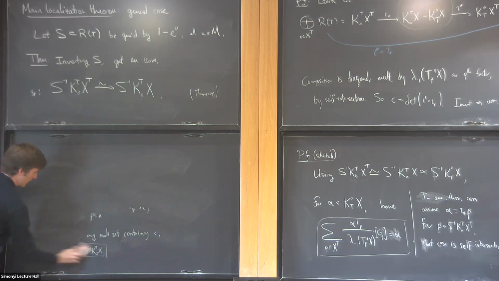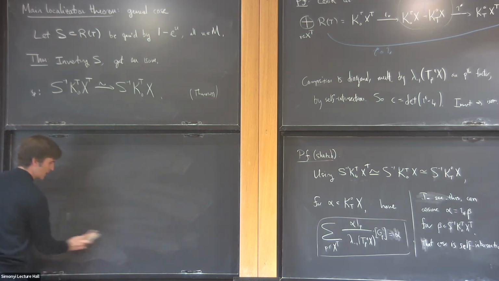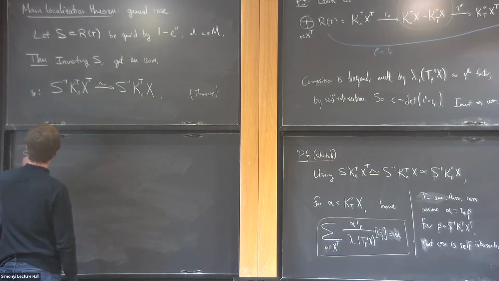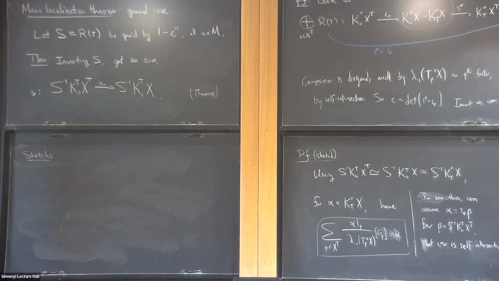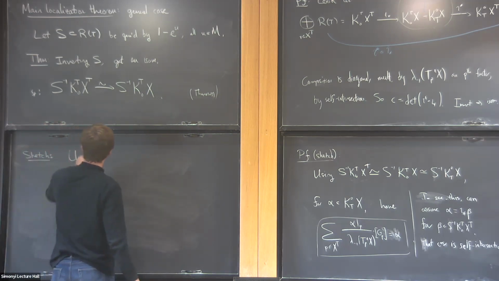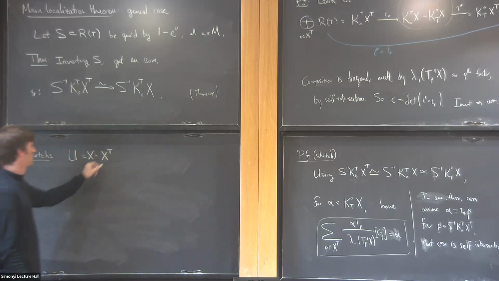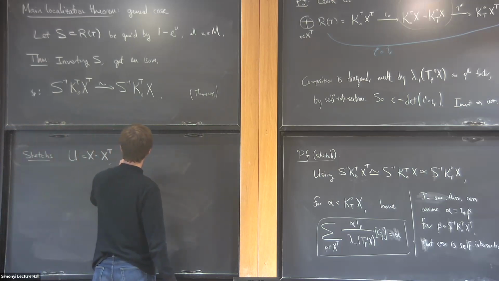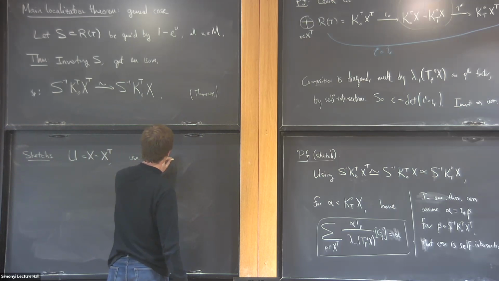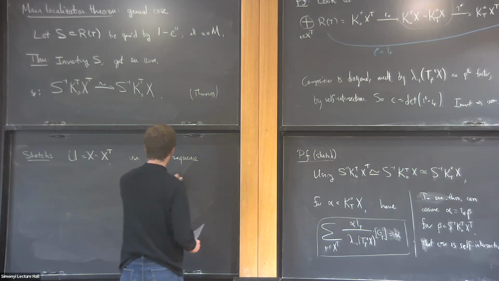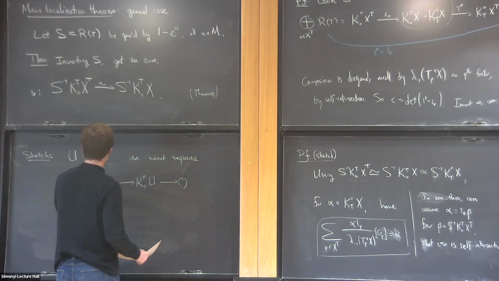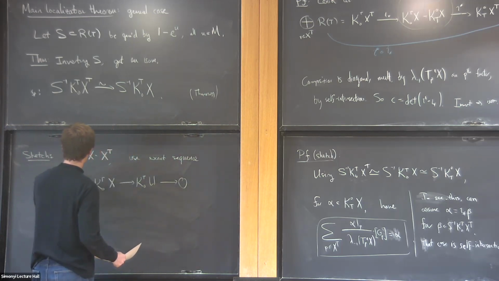So I'm not going to give the proof of this, but I'll just indicate the roughest sketch of the proof. So the idea is you take the complement of the fixed locus, and we use the exact sequence that we looked at last time. And here's the push forward map.